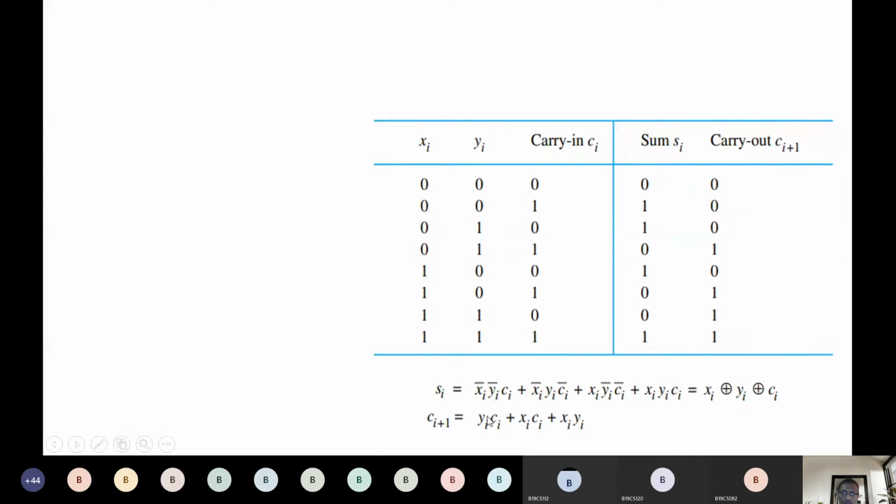Okay. And also for this expression, what we want is product. So we are doing a product of Y and C, a product of X and C, and also a product of X and Y, and we are adding them. Okay. So let's look at how it looks.